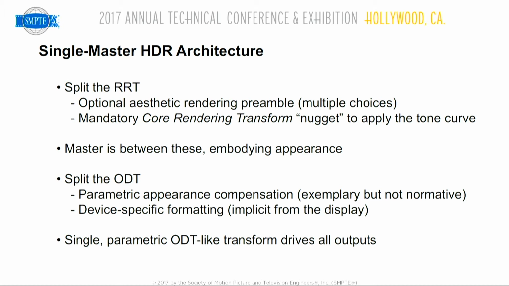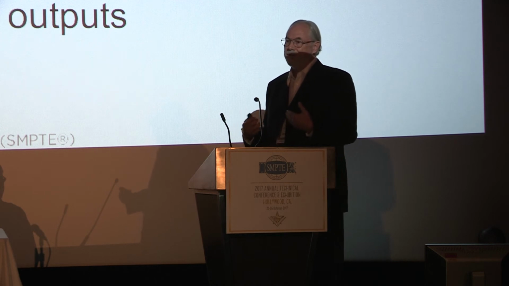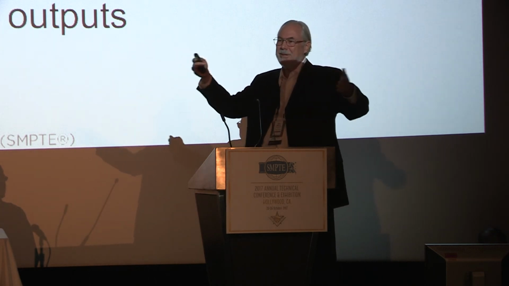So in the ODT, we've split that into device-specific formats. It's not really an ODT. I use my own words, but it's two pieces now: parametric appearance compensation, which is an example. It's not normative. None of the aesthetic preambles are normative. They're all examples, or you can use them if you want. And then the device-specific formatting with the back half, which is not intended to change appearance. It's just intended to get the format in the right state so that the display puts up a no-op, basically, within its range.